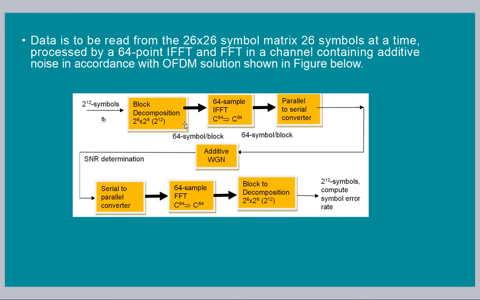decomposition, and transfer it to the IFFT. We do the IFFT to the signal and convert it from parallel to serial and pass it through additive WGN. And then through SNR determination, we convert the serial to parallel and we do the FFT. It's a 64-sample FFT, and then we decompose, and then we get the symbol error rate.